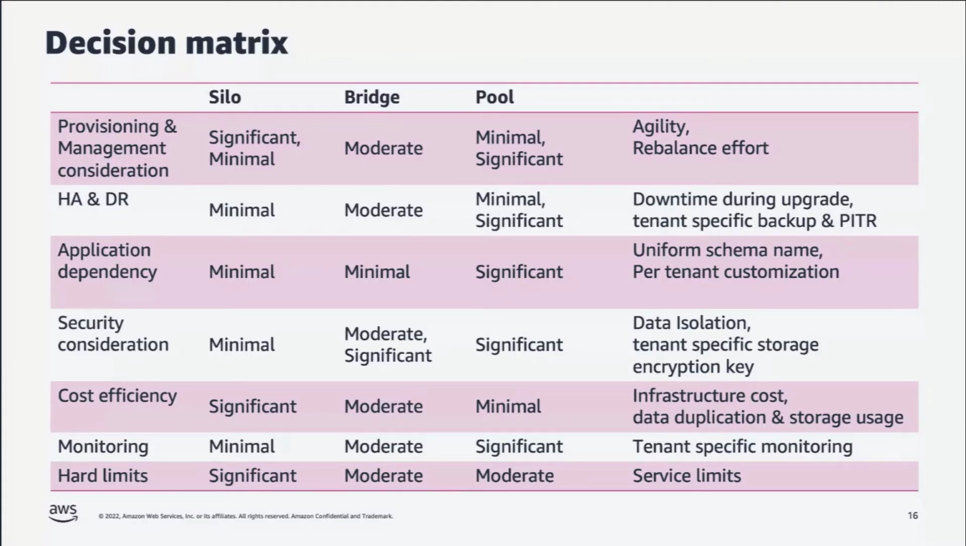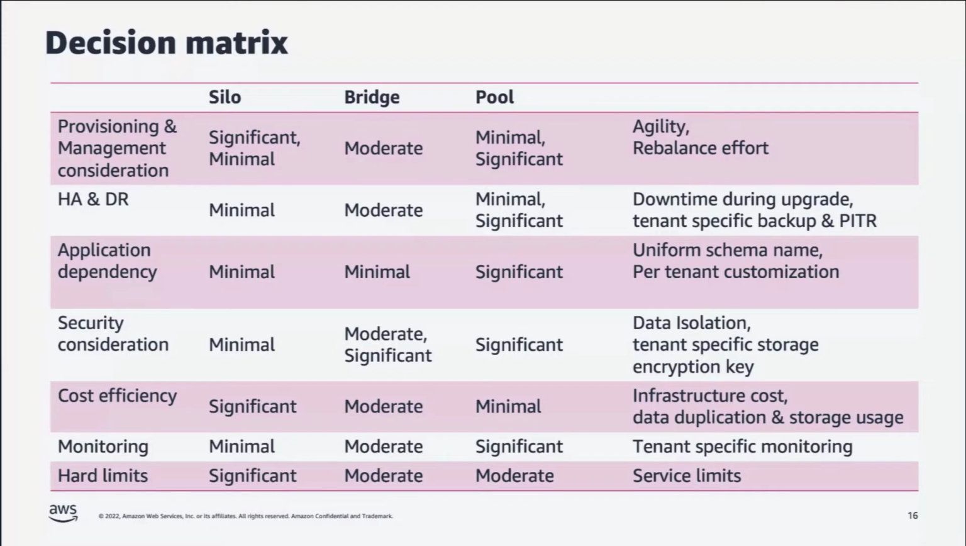Rebalancing effort. It's not at all a concern in silo model, but it's a significant effort in pool model. And it's a moderate effort in bridge model. You can, of course, use logical replication in bridge model to minimize the downtime for rebalancing or relocating efforts. And with respect to high availability and disaster recovery, database downtime for major version upgrades is a standard downtime for silo and of course for pool models, and a little longer downtime for bridge model, depending on the catalog size and the number of tenants.